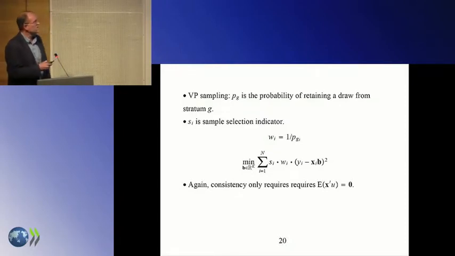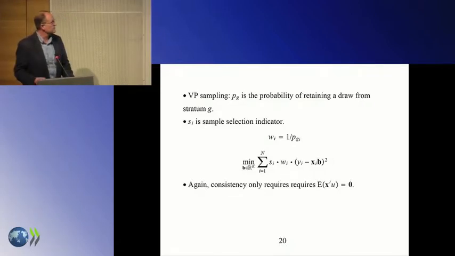So what happens is now the weights are the inverse of the probability of keeping the unit, and if you're being careful, you indicate whether you're keeping the unit or not with a selection indicator. So this selects out which units that you originally drew from the population you're keeping, and then you apply the weights. Okay, so again, whether you are in the standard stratified case or the variable probability case, or you combine the two, you can show that consistency only ever requires this zero correlation assumption, which again is equivalent to defining the parameters in the linear projection.